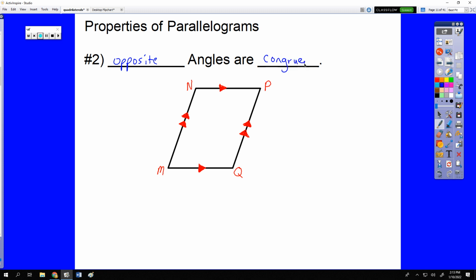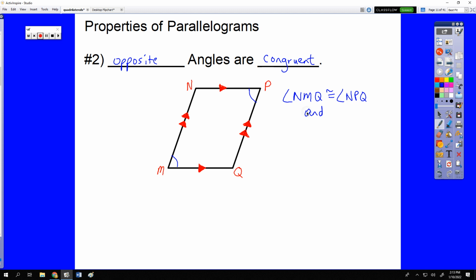Now we need to get used to the idea that we're probably going to have to use the three-letter method to name these angles. So when I mark these angles, you're probably thinking, oh, angle M and angle P. Yes, but we're going to use the three-letter naming method. So angle NMQ, the lower left angle, is congruent to angle NPQ.